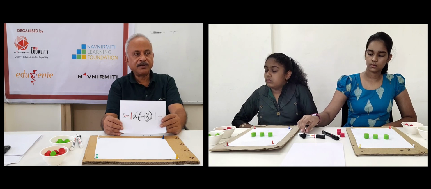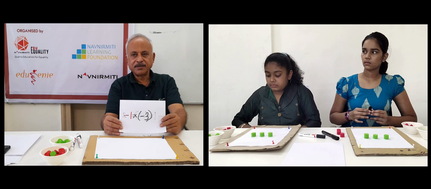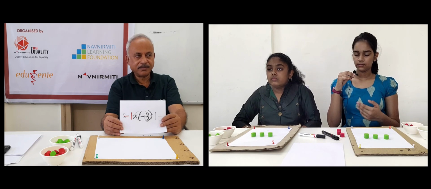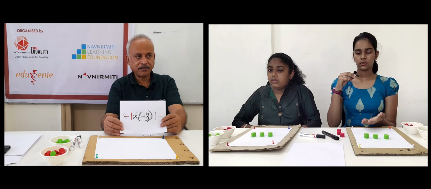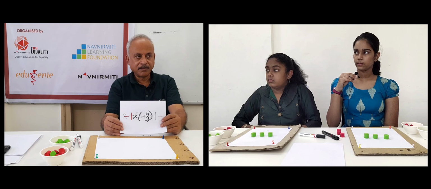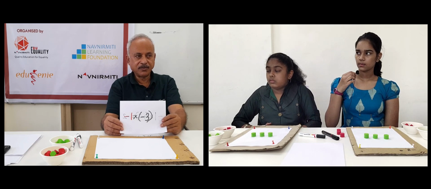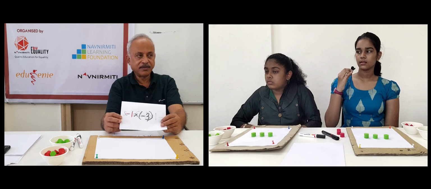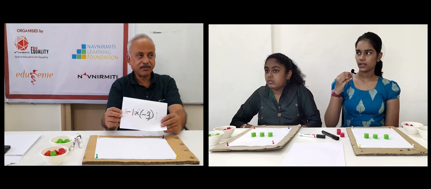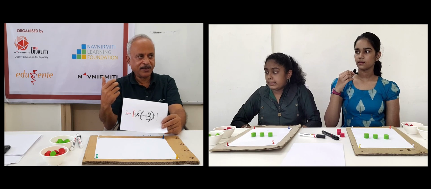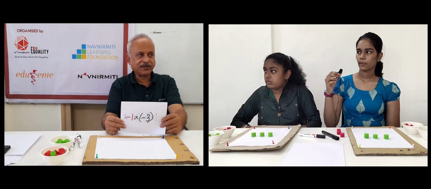Nandita, can you explain how we got that? We took 3 zeros and we removed negative 3 from them, so we have positive 3 left. How many times did you remove negative 3? Once. Why? Because it's negative 3 into negative 1. Negative 1 means remove once. Yes. Okay. So are you ready for the next problem?